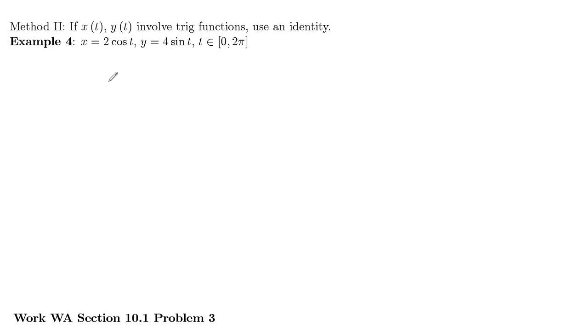So let's consider another example of eliminating the parameter. This time, your x of t and y of t involve trig functions. If they involve trig functions, you're going to use an identity of some sort. So let's see here. In example 4, x is 2 cosine t and y is 4 sine t.